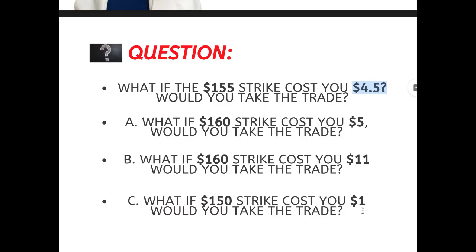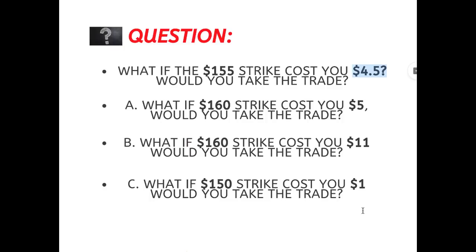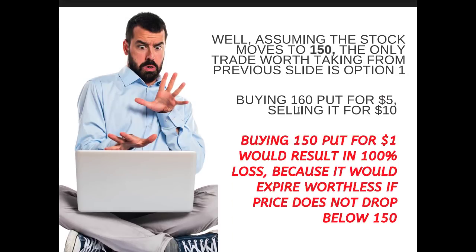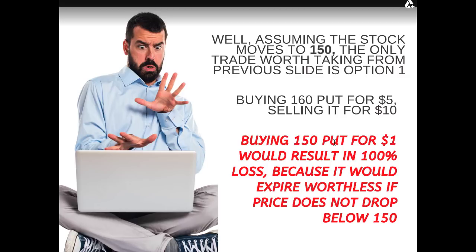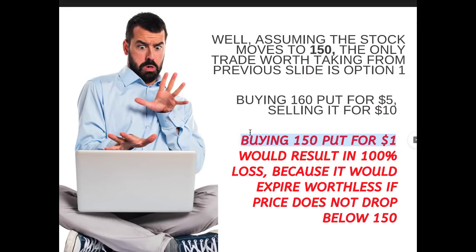So here's the answer to this simple question. Clearly, if you go with the 160 put and you're buying it for $5, the stock drops to 150. Now your contract is worth $10, so you would double your money. Buying the 150 put for just $1, as tempting as it is, would result in a 100% loss because it would expire worthless if the price does not drop below 150.